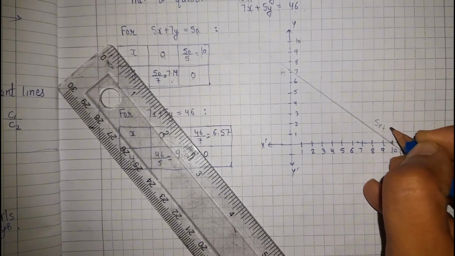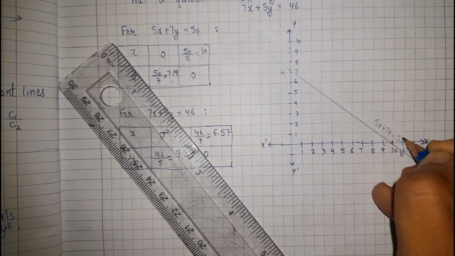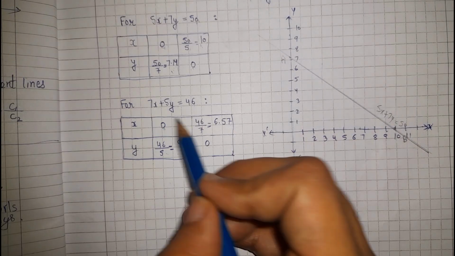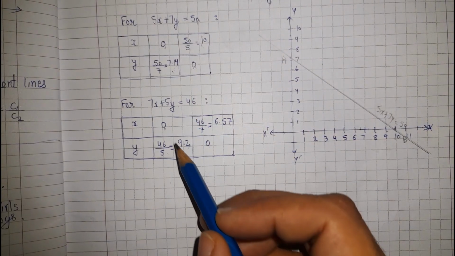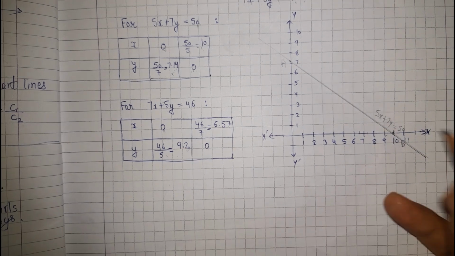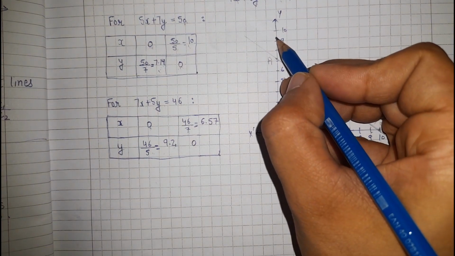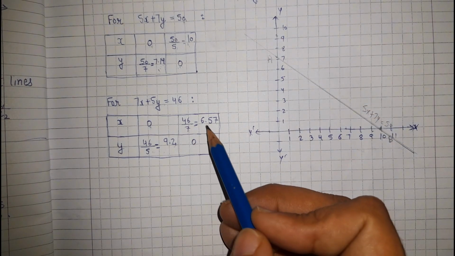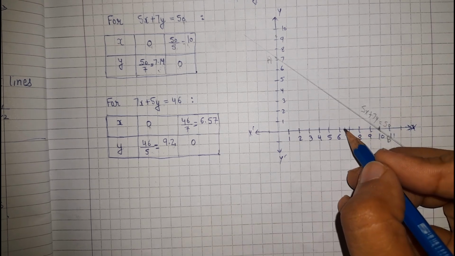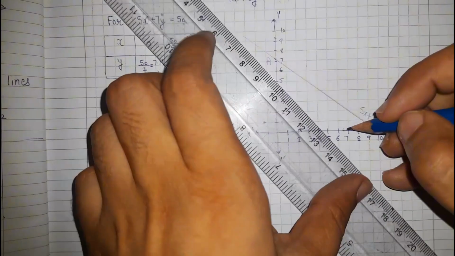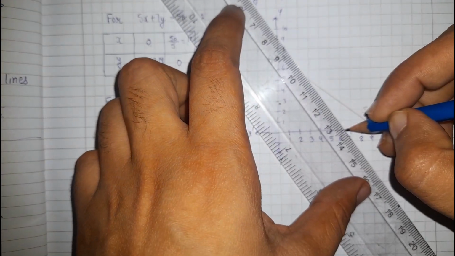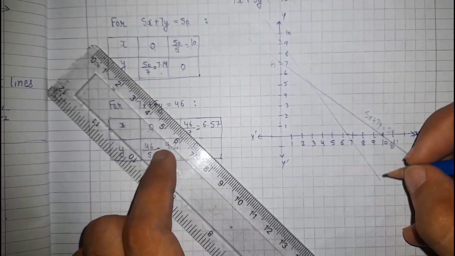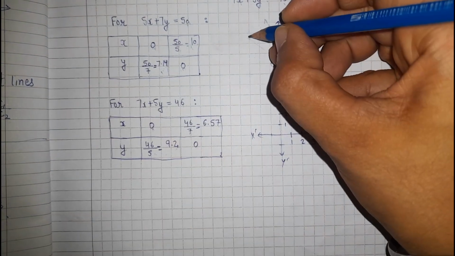5x plus 7y is equal to 50. For this equation, when x is 0, y is equal to 9.2. When y is 0, x is equal to 6.57. Joining these 2 points, this is our equation.